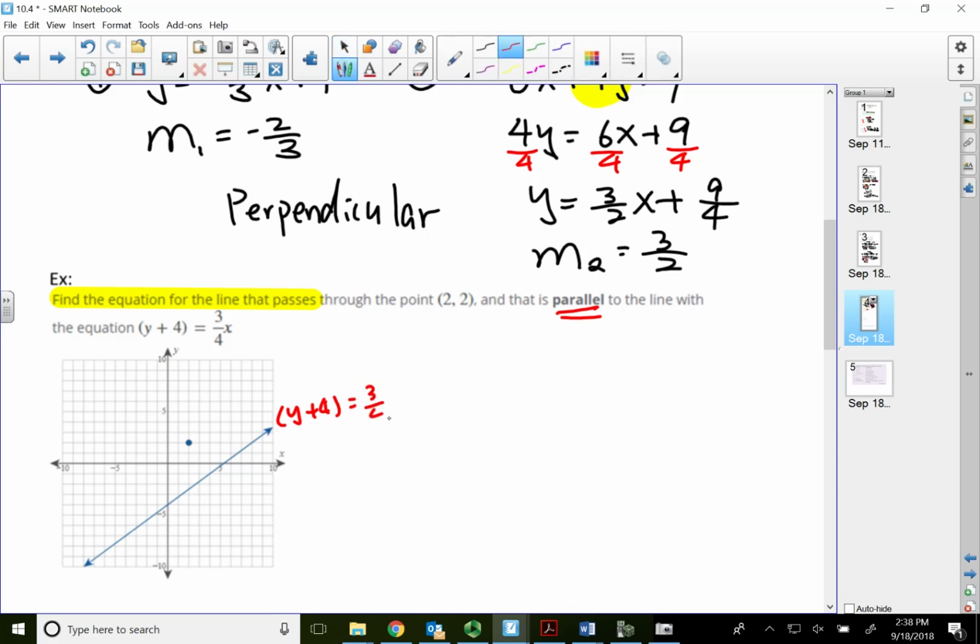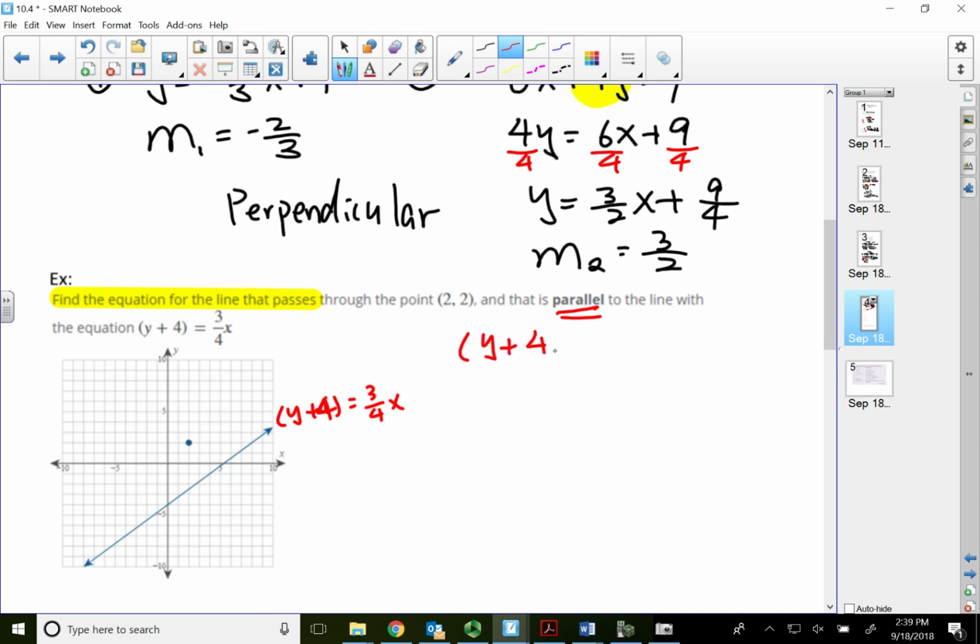Okay, so this looks kind of weird because this is actually written in point-slope form. So let's check it out. I'm going to color code this a little bit. I've got to have a slope. So I'm going to extract the slope from the other line, since the other line is going to be parallel to my line. Parallel means our slopes are the same.